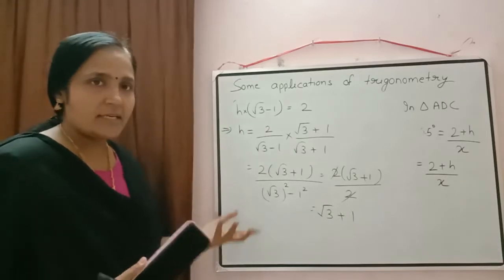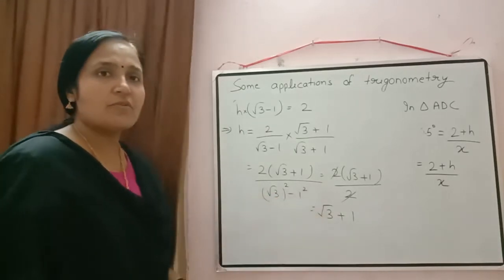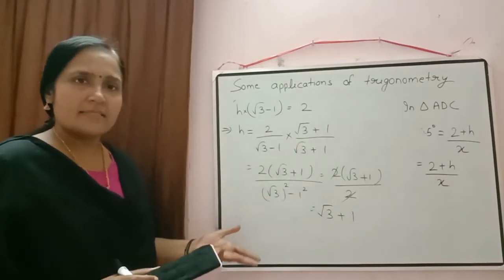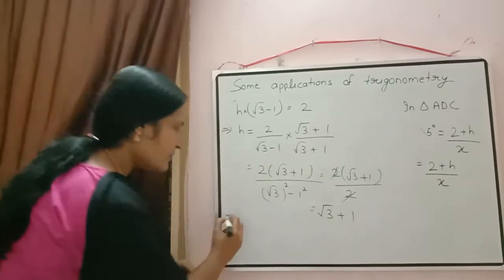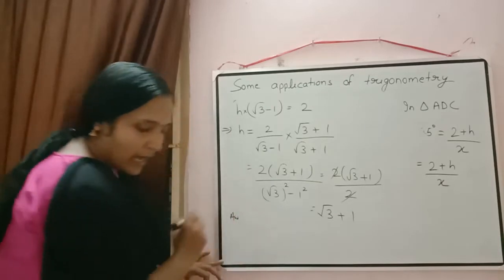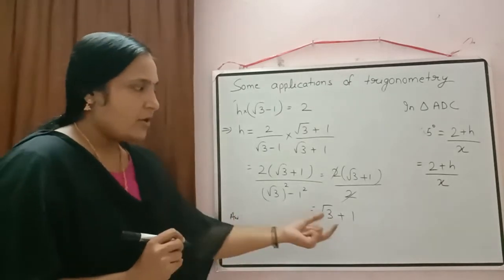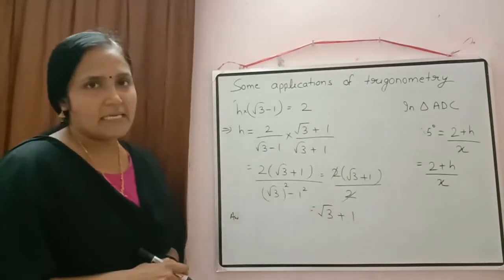And in the question it is not given that you have to substitute root 3 is equal to something. So you can leave your answer here. Just write down the answer statement: height of the pedestal is root 3 plus 1 meter.